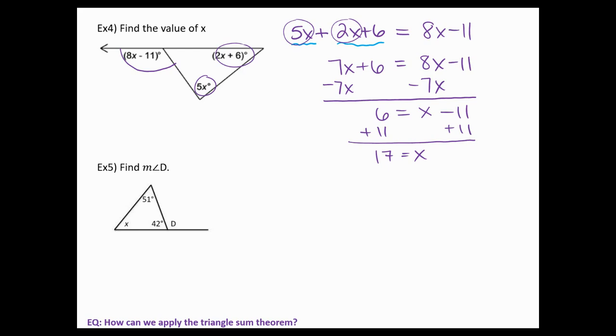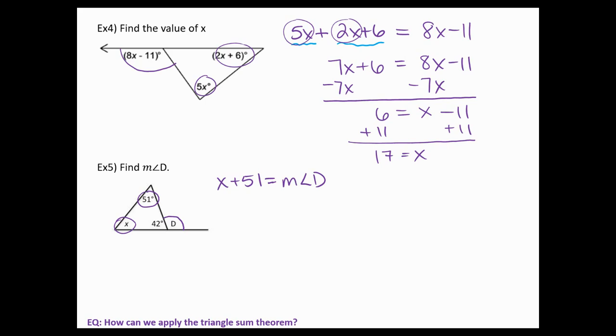All right, example 5. This one, we're going to keep working through it, trying to use the exterior angle theorem. Be careful that you always pick the remote interior angles. They want me to find angle D, which means my remote interior angles are the ones that don't touch it. So it's these two. If I was just going to write an equation, I would say x plus 51 equals the measure of angle D. But that doesn't help me figure it out because I still have two things I don't know. So we're going to go back to what we learned before.